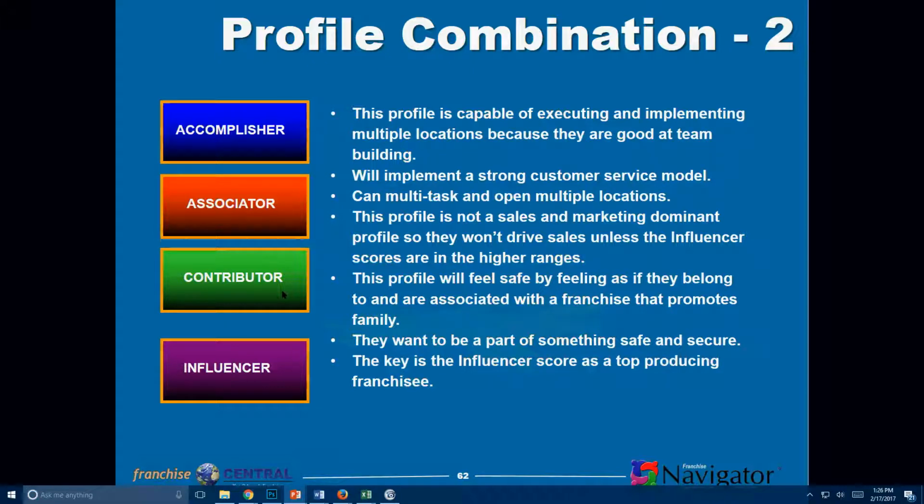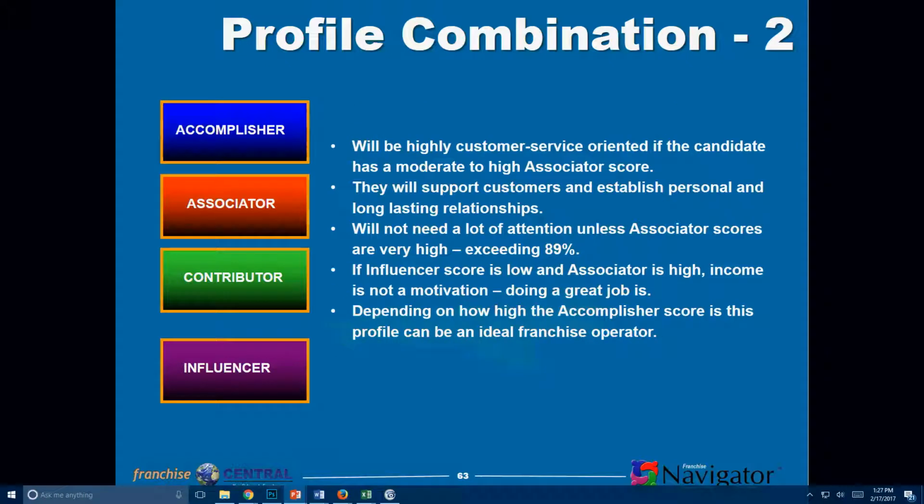So this is a good family-oriented kind of franchise. They want safety, security, and the key is the influencer score. Even though it's down here, down at the bottom, it's still going to play a very important part or not. Highly customer service if the candidate has a moderate to high associator score. They'll support customers. They'll establish personal, long-lasting relationships. They don't really need a lot of attention unless that associator score starts getting very high.